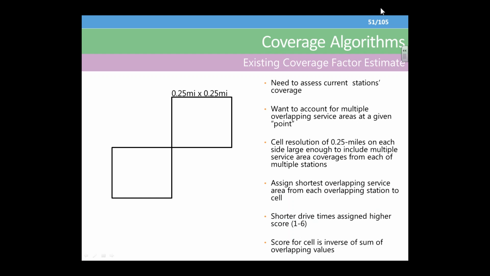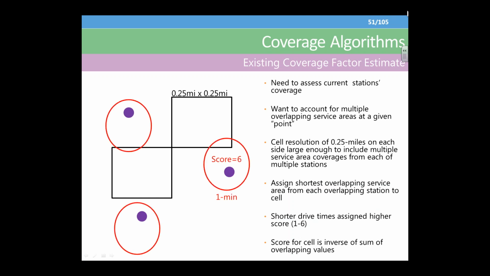To get into the math of the algorithm, we use the same quarter-mile resolution grid. Let's say you have these 3 stations arranged around the state, and we're looking at these 2 grid cells, and we want to assess what the coverage is in those 2 grid cells. What we did was assign a scoring algorithm for different drive times. And the shorter your drive time, the higher the score.